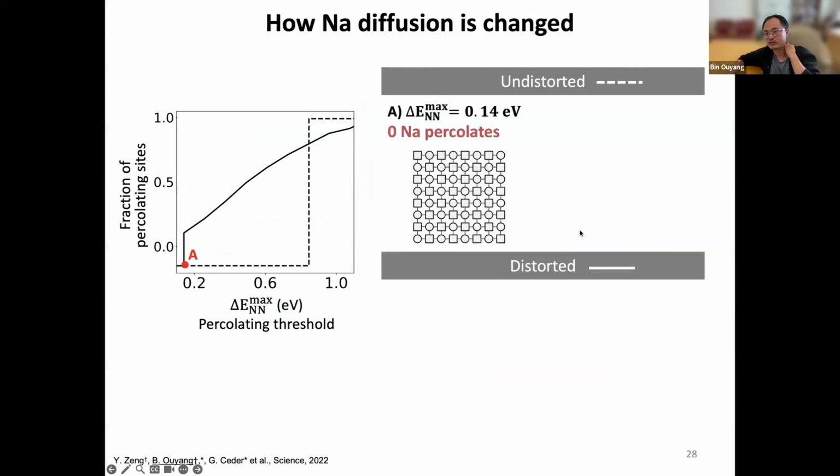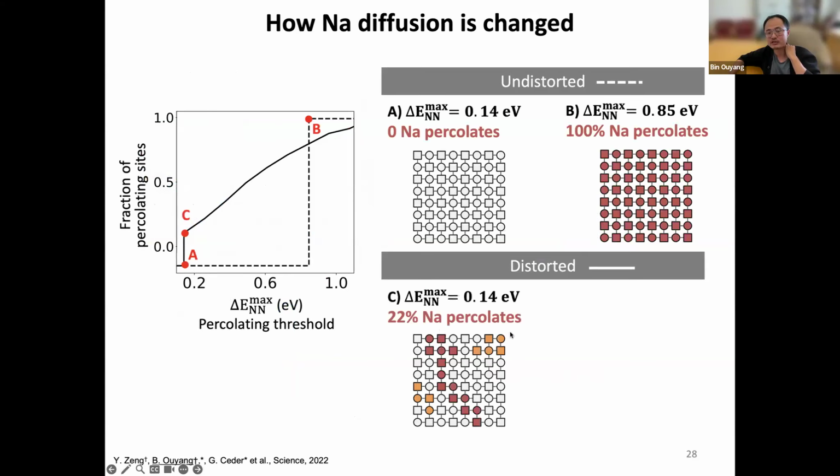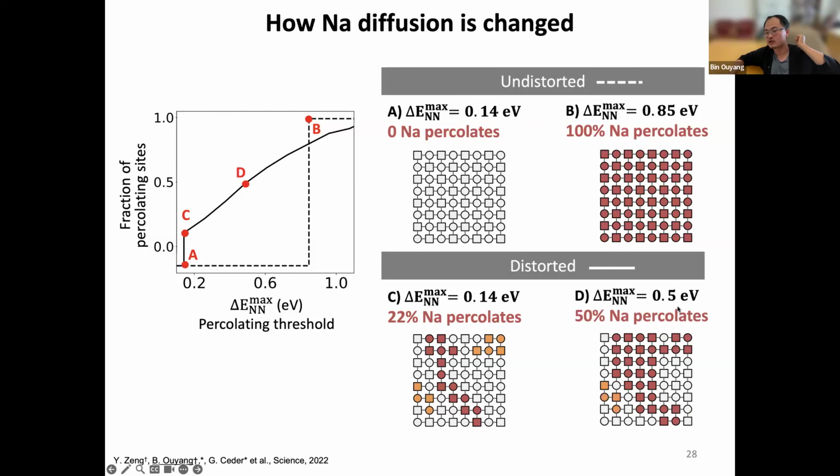If you have a fully ordered structure, you have to reach 0.85, because it's all the lattices. You have to be larger than the site energy differences. But if you have disordering at C point, 22% of sodium will start to percolate with 0.14 eV, which is a low enough barrier. We're looking for something like 0.3. So 0.14 is good enough. And then if you can allow a little bit larger, like 0.5, half of the sodium will actually percolate.